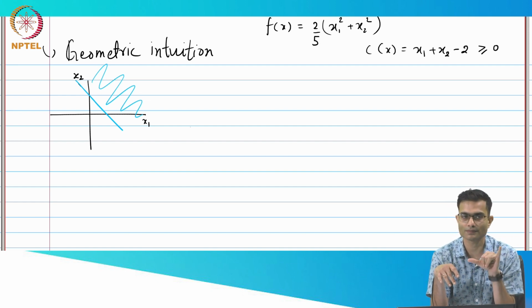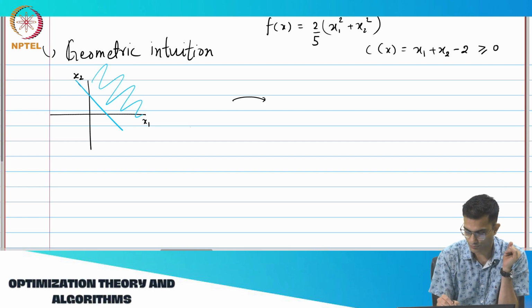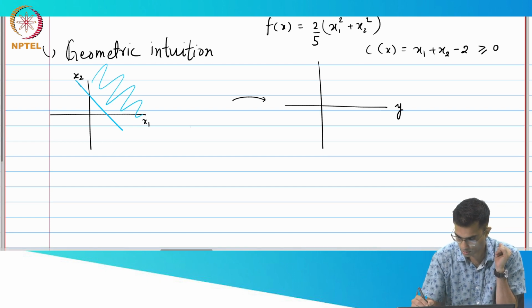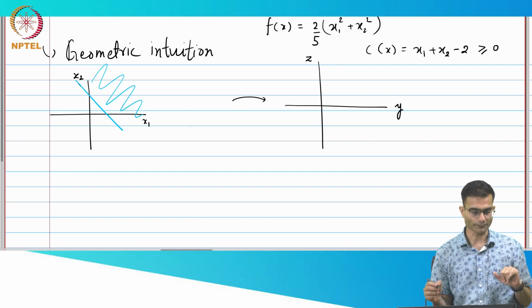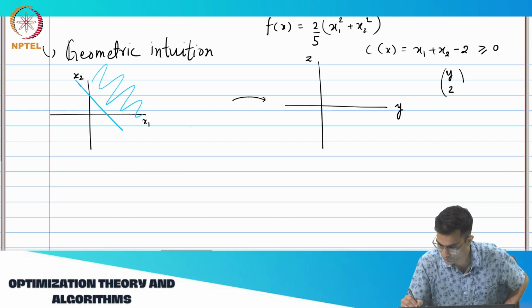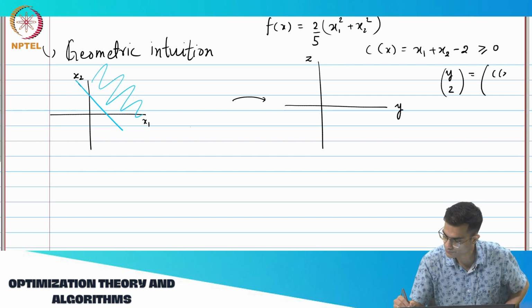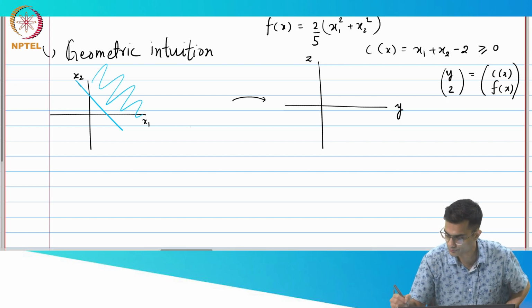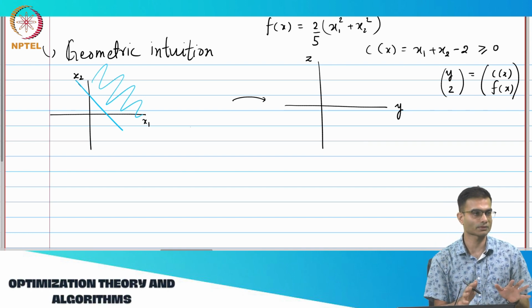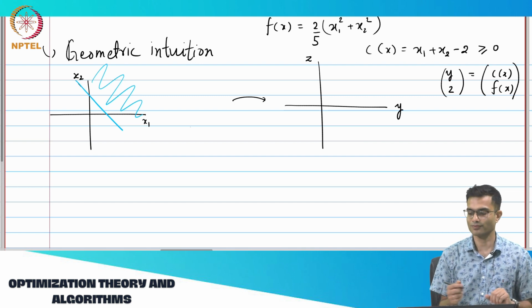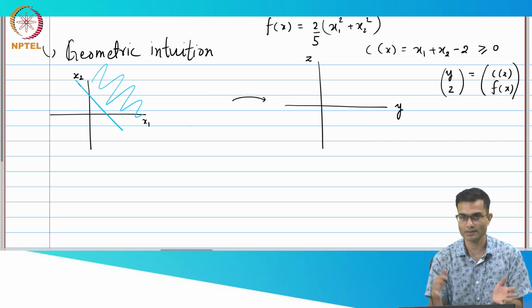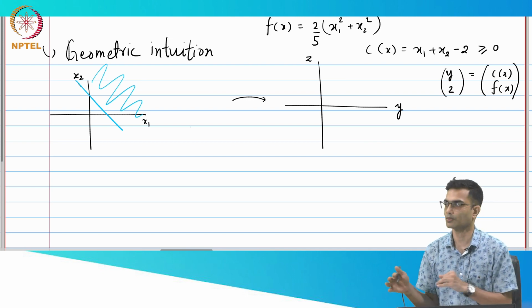Now, what I'm going to do is, I'm going to create a map. We're going to go from the x1, x2 coordinates to another set of coordinates. I'm going to call them y and z, okay? And how do I define this y and z? I'm going to define y and z in a very simple way. So y is going to be equal to c of x, z is going to be equal to f of x. I can do all of these tricks only in a problem of two variables, otherwise it will be impossible to sketch this. So I have y and z. This is a map. I'm going from the x system to the yz system.